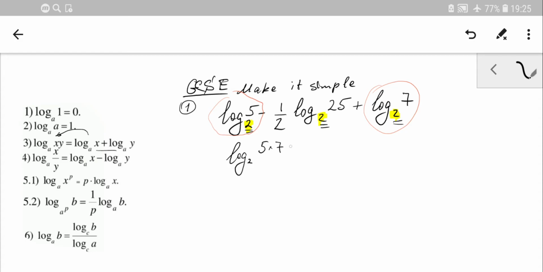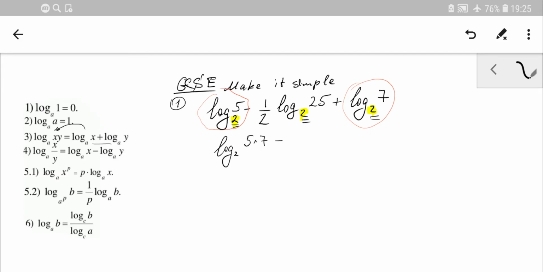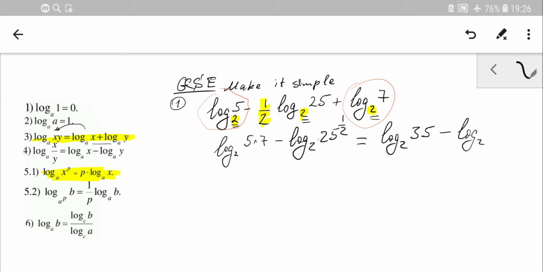Okay. Next, you subtract 1 over 2, but it would be very cool if 1 over 2 were a power, so that you'll have pure log with base 2. That's why we apply the property about powers. So we've applied the first property number 3 and the second property 5.1. We count 1 over 2 as the power p, so we can lift it up and say it's log with base 2, and 25 will be to the power of 1 over 2.